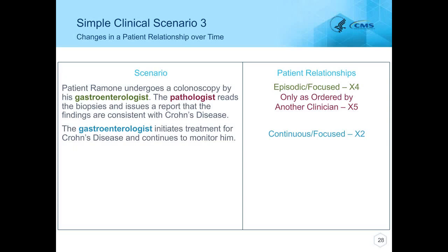So in green, the gastroenterologist performs the colonoscopy and therefore has an episodic focused relationship, or an X4 relationship. And then the pathologist, we introduce the X5 category, which is only as ordered by another clinician. The pathologist reviews the biopsies and issues a report for the gastroenterologist.